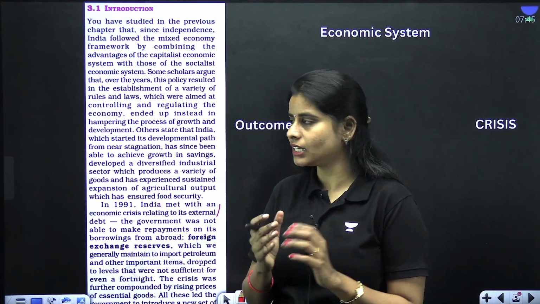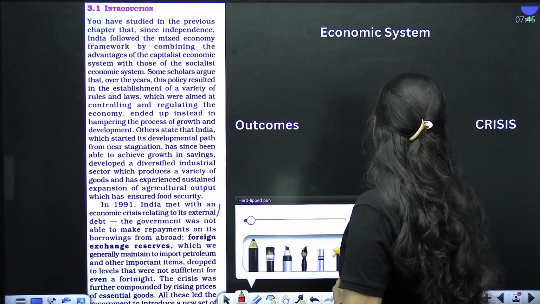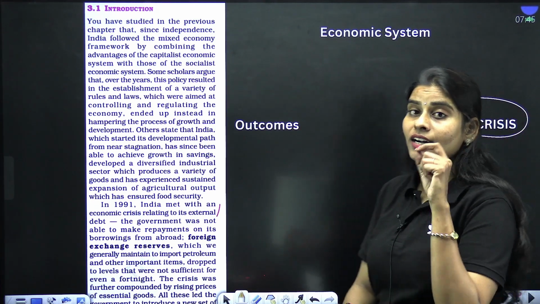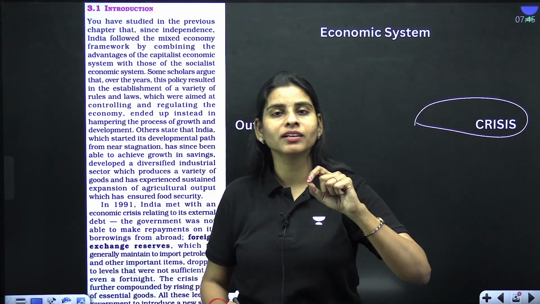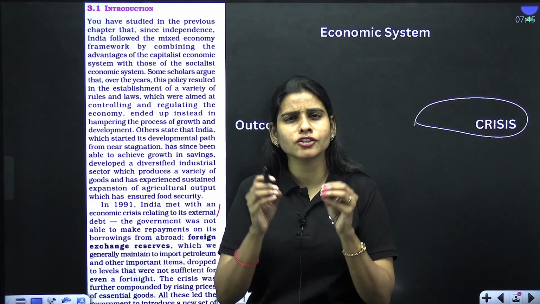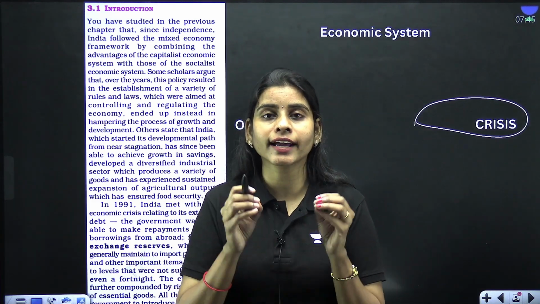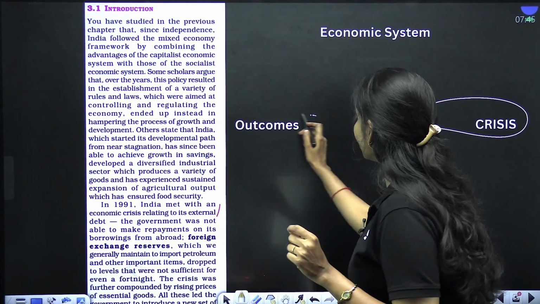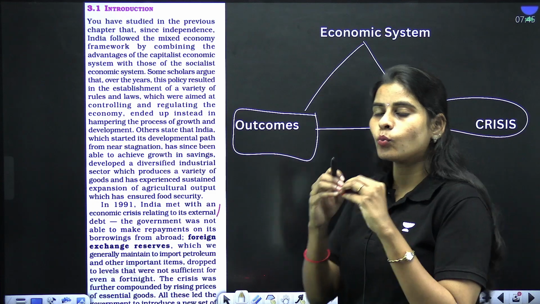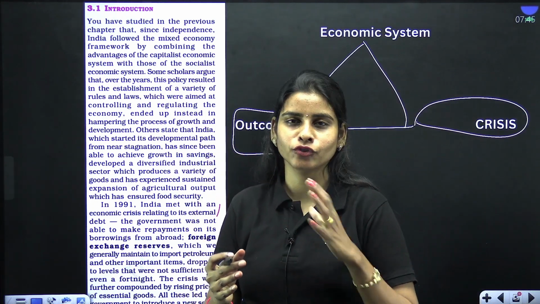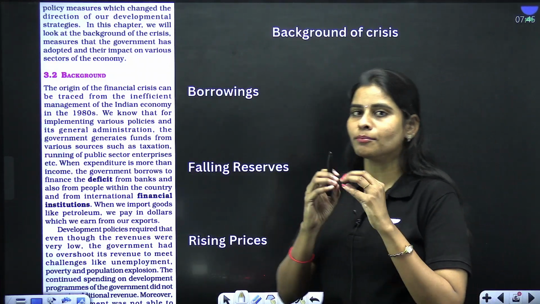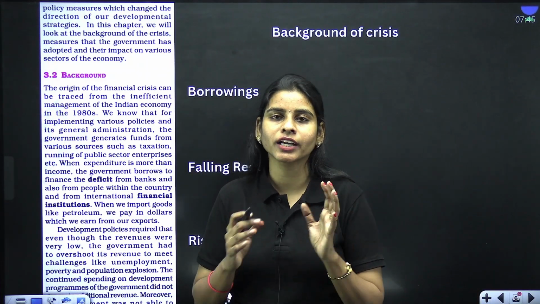But what happened in 1991? In 1991, India ended up with an economic crisis. I think you will be familiar with the crisis we had recently in Sri Lanka and Pakistan. Similarly, India also had a severe economic crisis in 1991 because of the outcomes of the policies that we had taken before 1991. So now we are going to discuss the important reasons that led to the economic crisis.